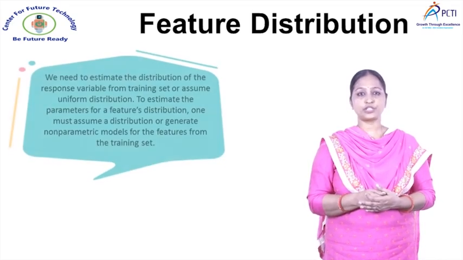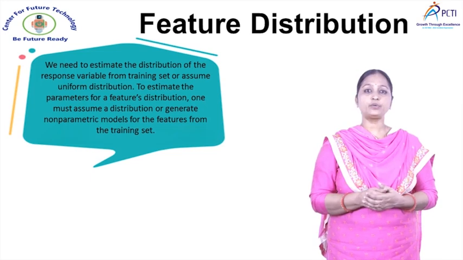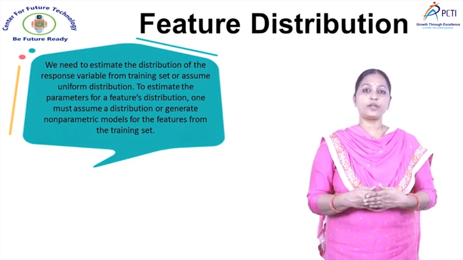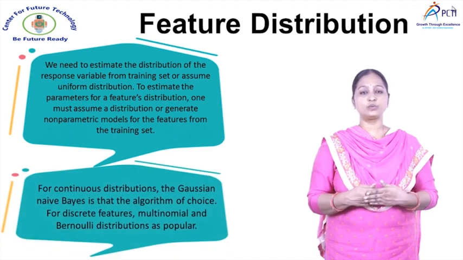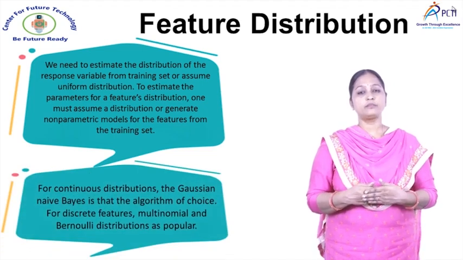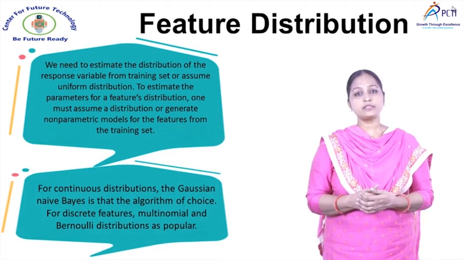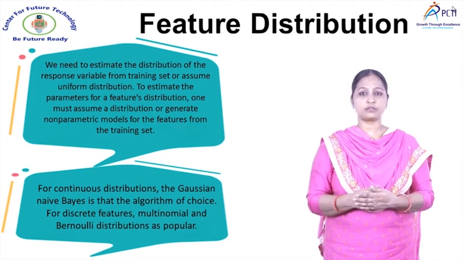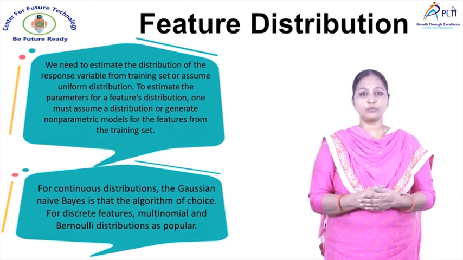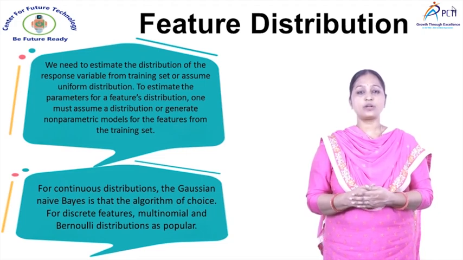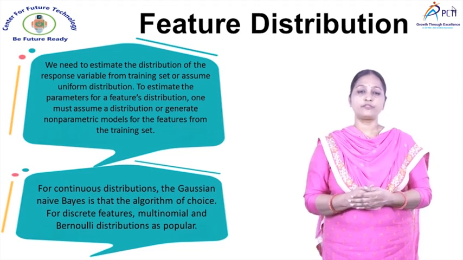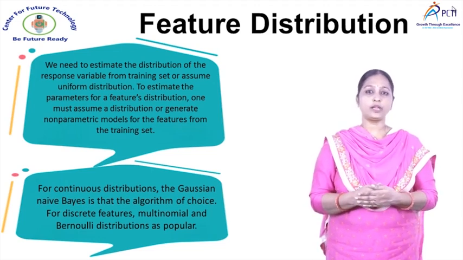Features distribution. We need to estimate the distribution of the response variable from the training set or assume a uniform distribution. To estimate the parameters of a feature's distribution, one must assume a distribution or generate non-parametric models for the features from the training set.